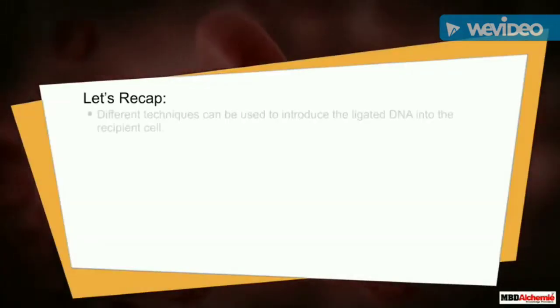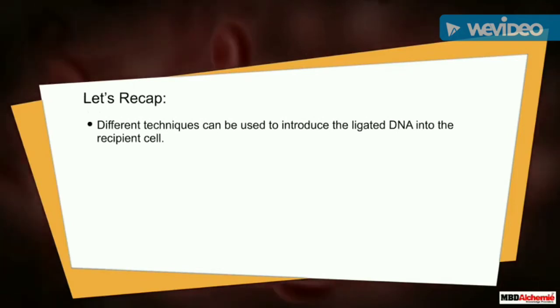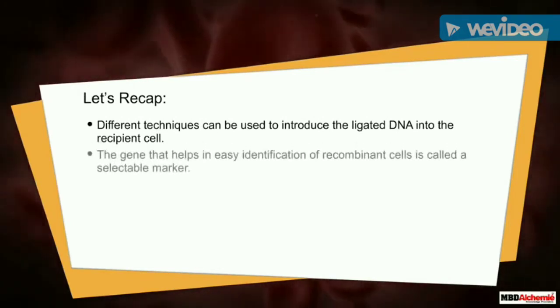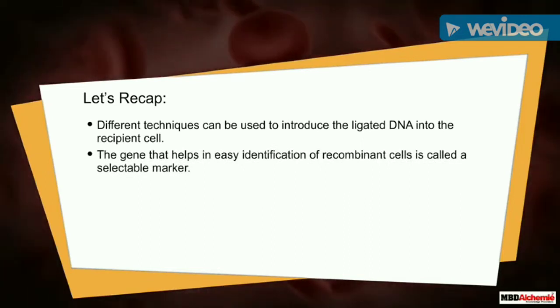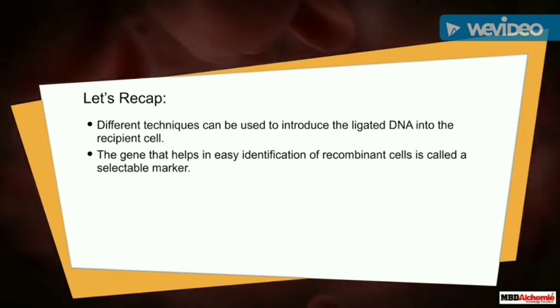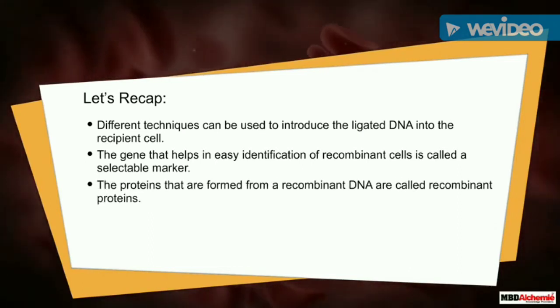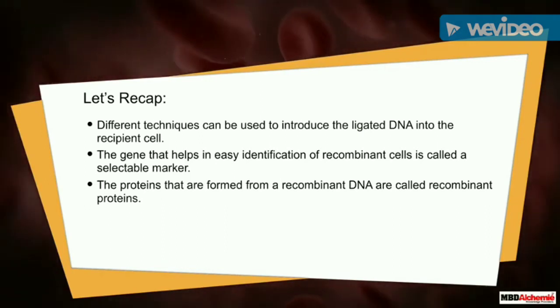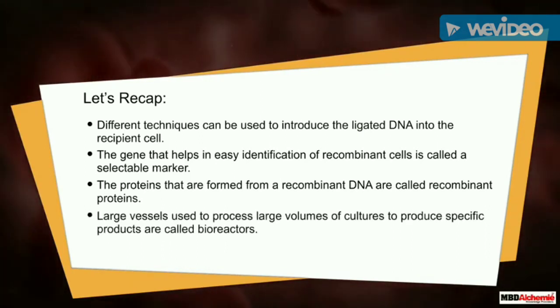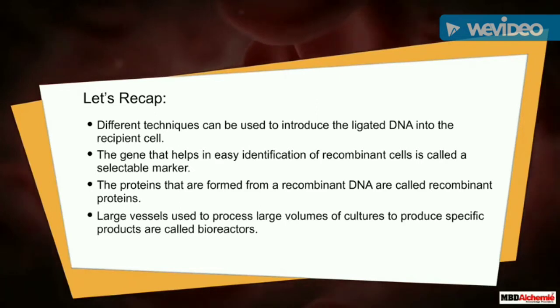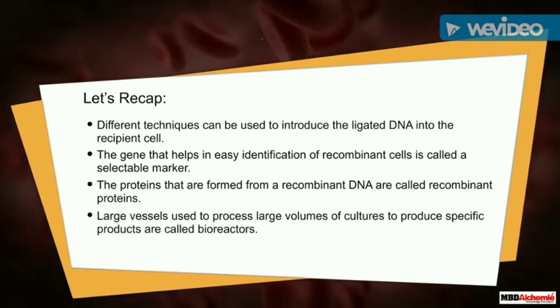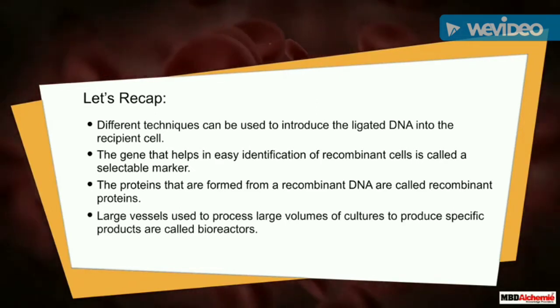Let's recap. Different techniques can be used to introduce the ligated DNA into the recipient cell. The gene that helps in the easy identification of recombinant cells is called a selectable marker. The proteins that are formed from a recombinant DNA are called recombinant proteins. Large vessels used to process large volumes of culture to produce specific products are called bioreactors.